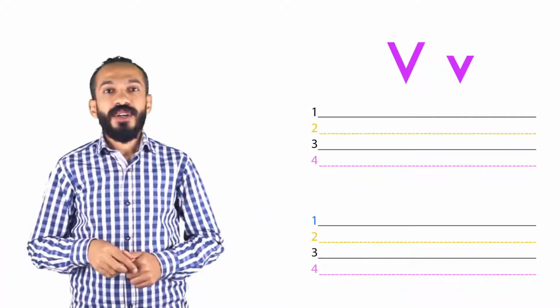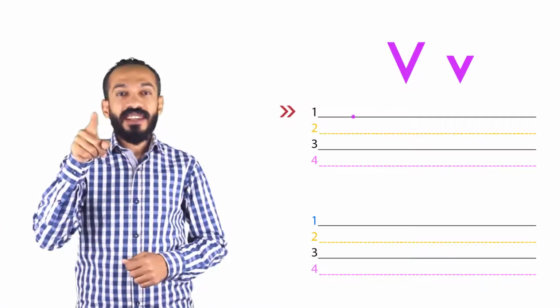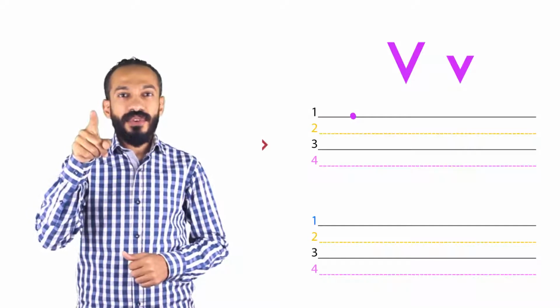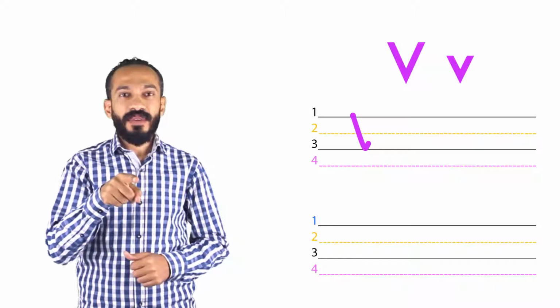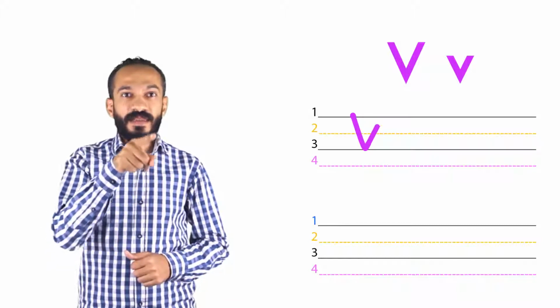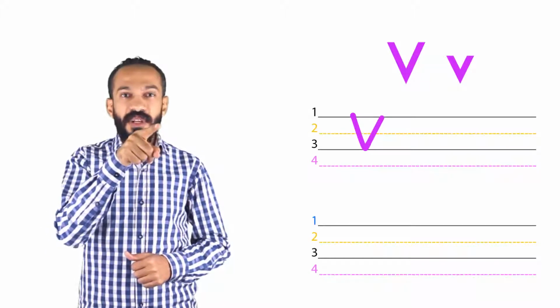That's all. In order to form an uppercase V, we draw it always from the first line to the third line. We start from the first line, drawing a leaning line all the way down to the third line this way, and then another leaning line all the way up to the first line this way towards the right direction.